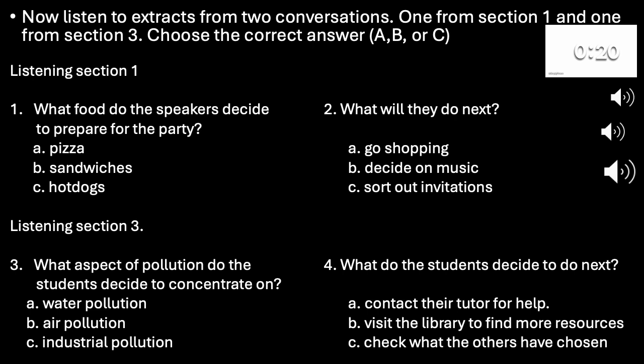Now for the answers. I hope you noticed that in the conversations, there were no actual signs where each question was. The idea is you follow the conversation. All questions are in order so you won't have to think you have missed one. Section 1. 1. The answer is A. 2. The answer is C. Section 3. 3. The answer is B. 4. The answer is C. How well did you do?